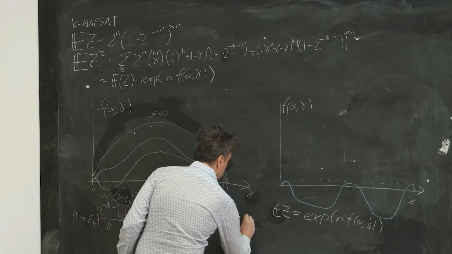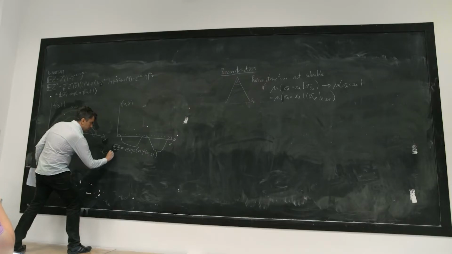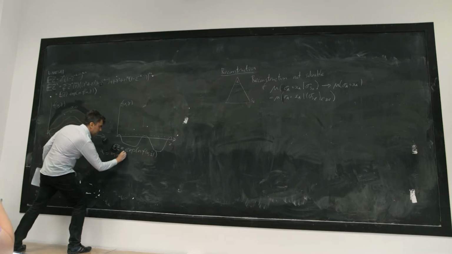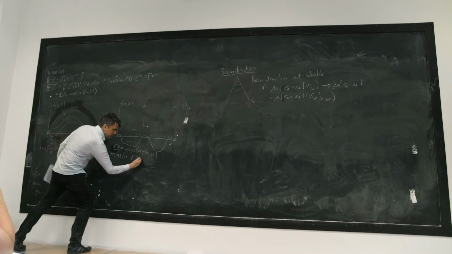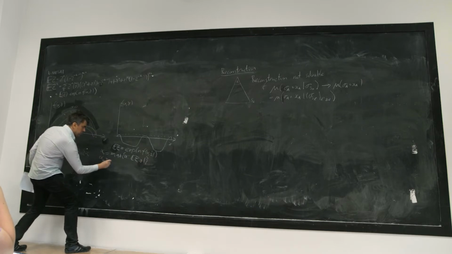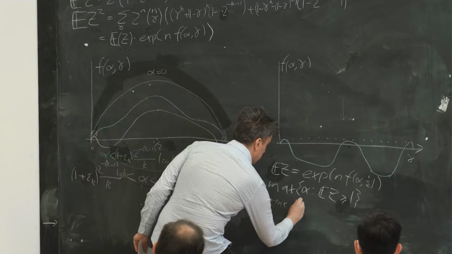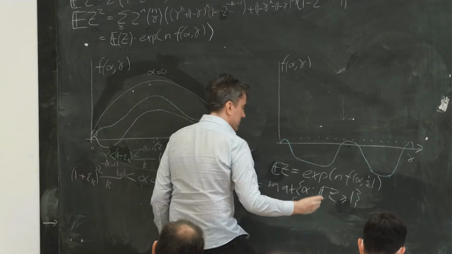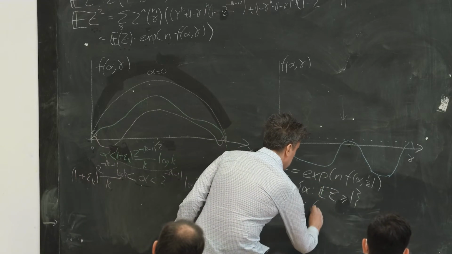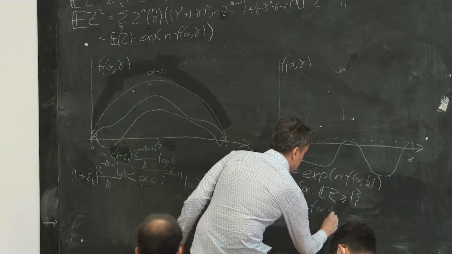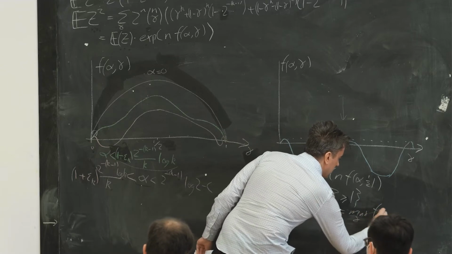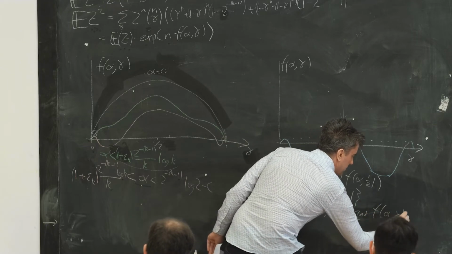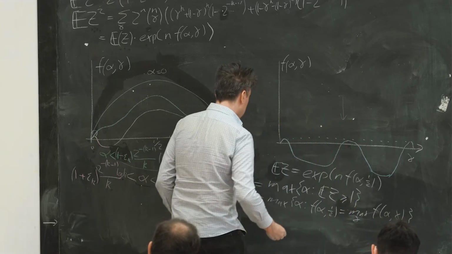So if I write alpha 1 is the maximum alpha such that the expected value of z is greater than or equal to 1, and alpha 2 equals the maximum alpha such that f of alpha, 1/2 is equal to the maximum over gamma of f of alpha, gamma.